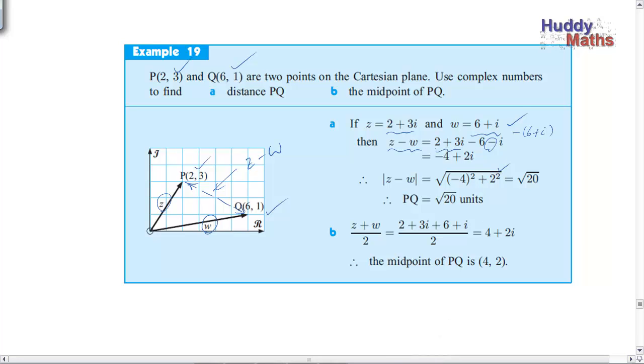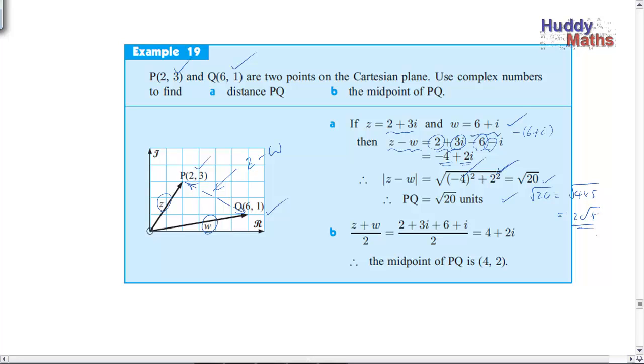So now we have the real part 2 take 6, negative 4, and imaginary part 3 take 1, or 2i. Okay, so the size of it is that part squared plus that part squared, which is root 20, or 2 root 5 if you like, because the root of 20, just remembering that, is the root of 4 by 5, which is 2 root 5.